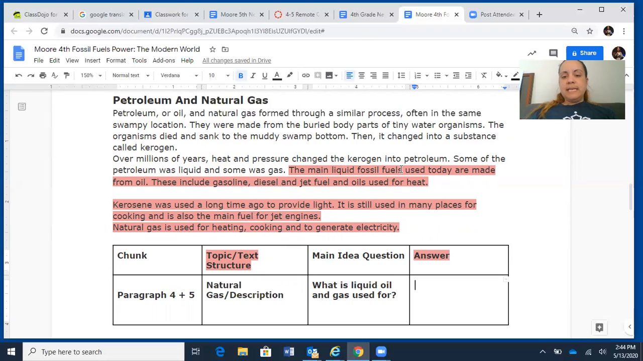And then the question is, what is liquid oil and gas used for? Well, I see the main uses for fossil fuels. Liquid fossil fuels used today are made from oil. These include gasoline, diesel, and jet fuels, and oil used for heat. There's my answer. Also, I can say it's used in many places for cooking and also for jet engines, okay?